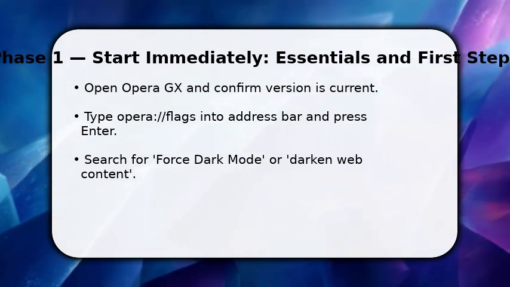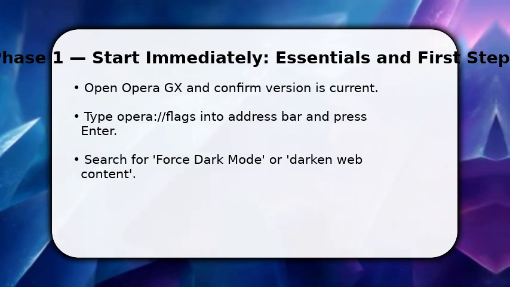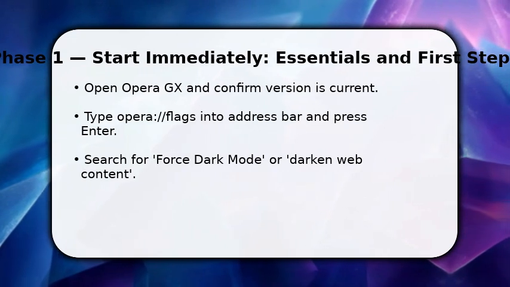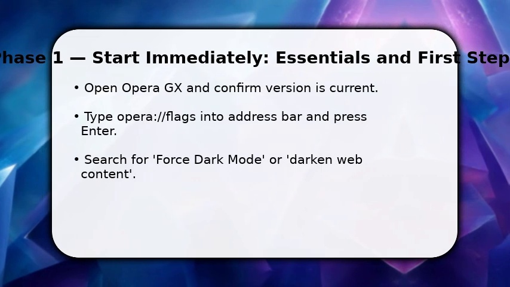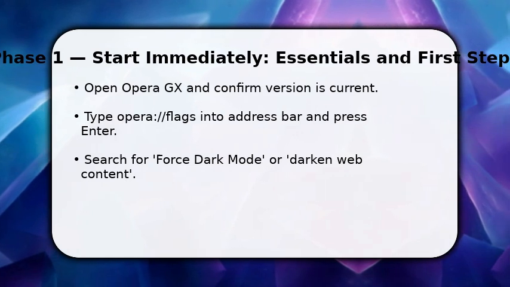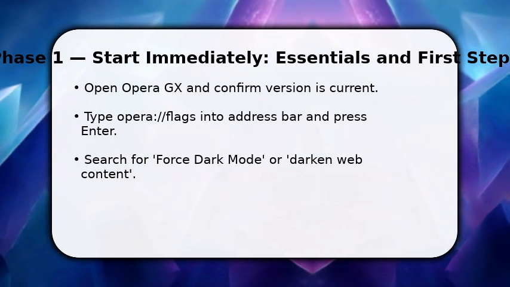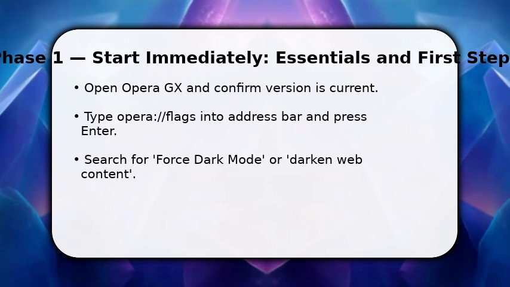Open Opera GX and confirm the browser is updated, because flags behave differently across versions. Once ready, type opera://flags into the address bar and press enter. That opens experimental controls. In the flag search box, type force dark mode or darken web content to surface the inverted colors flag quickly. Make sure you note the current flag state before changing it, because you may want to revert if extensions or themes.